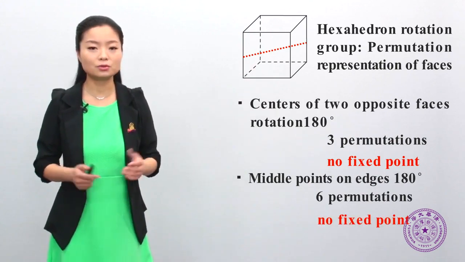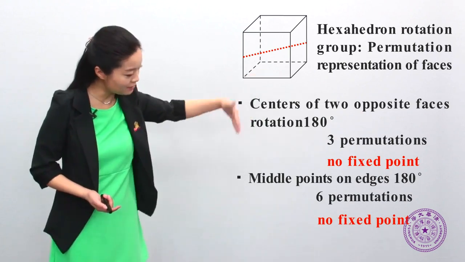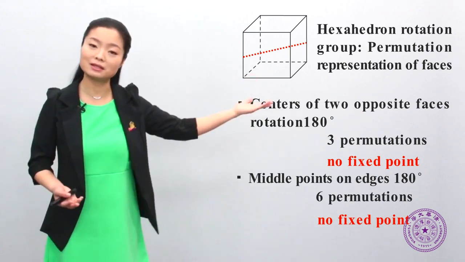Then through similar analysis, after flipping over, the top and the bottom are exchanged. Original red is on top.